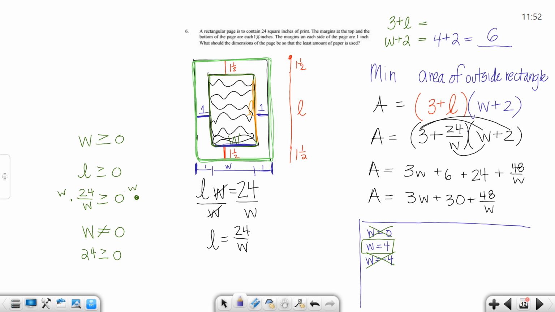Let's go over here to L. Remember I know that w is 4. So if w is 4, the length is 24 over 4, which would be 6. So my length is 6. So going to the outside part of the page, it would be 3 plus the length, which is 6, so it would be 9. So your dimensions of the page are 9 by 6. And that's how you would work it.